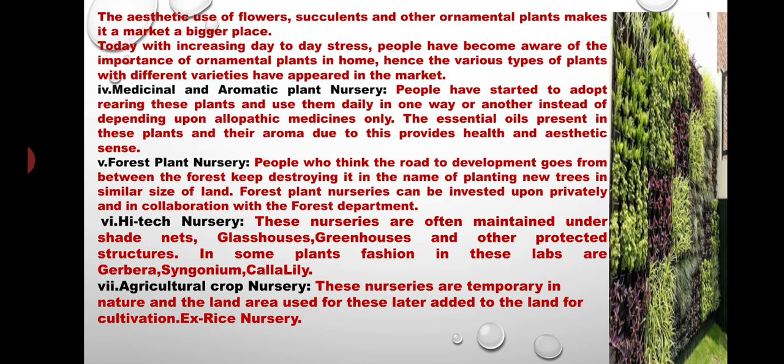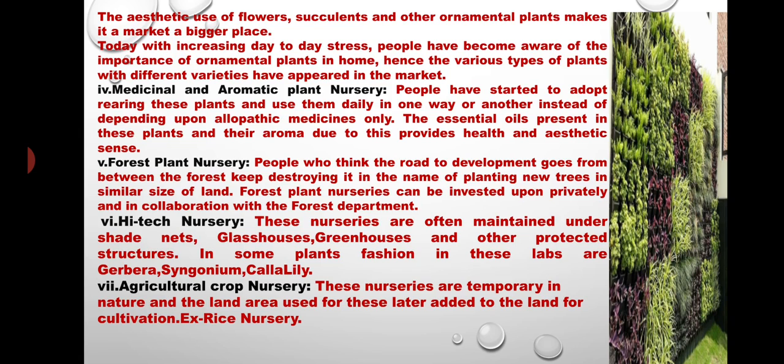Then the fourth one is medicinal and aromatic plant nursery. People have started to adopt rearing these plants and use them daily in one way or another instead of depending upon allopathic medicines only. The essential oils present in these plants and their aroma provide health and aesthetic sense.